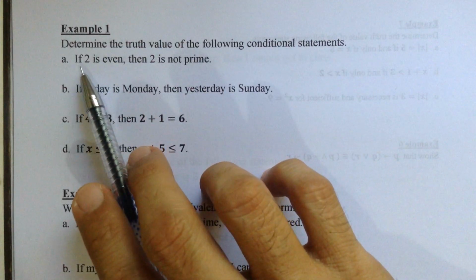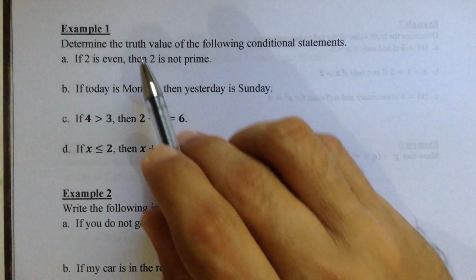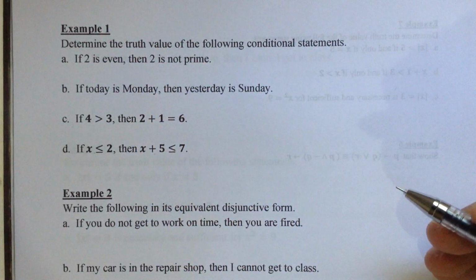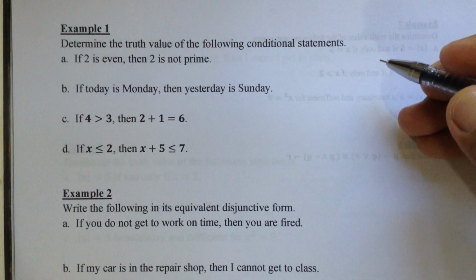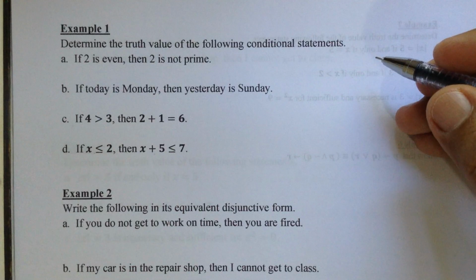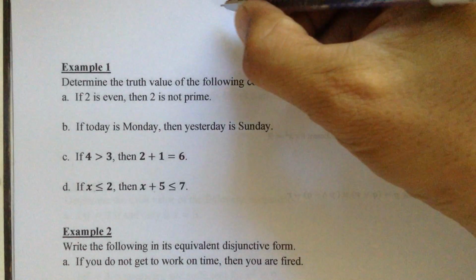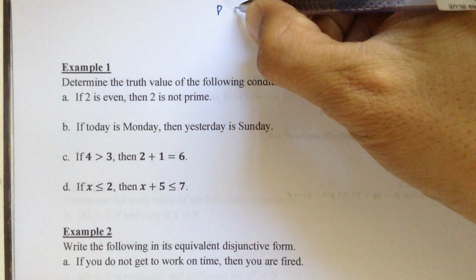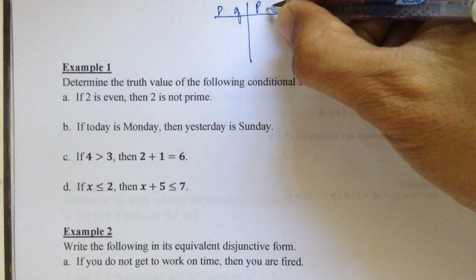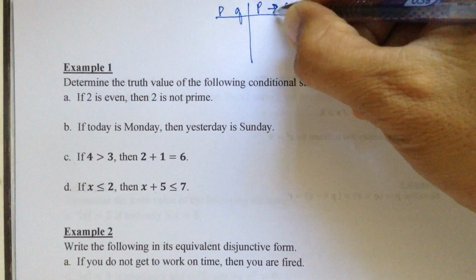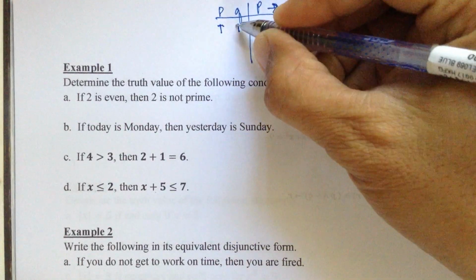So you remember statements which are in if-then form are what we call conditional statements, and we are asked here to determine the truth value of these conditional statements. Just some review of the truth table of conditional statements. Remember that the conditional statement given by P implies Q, or if P then Q, has the following truth values.